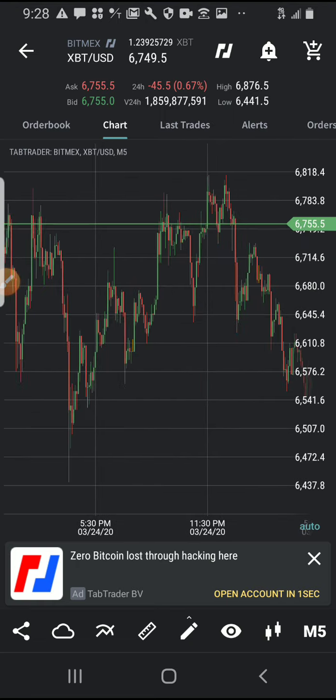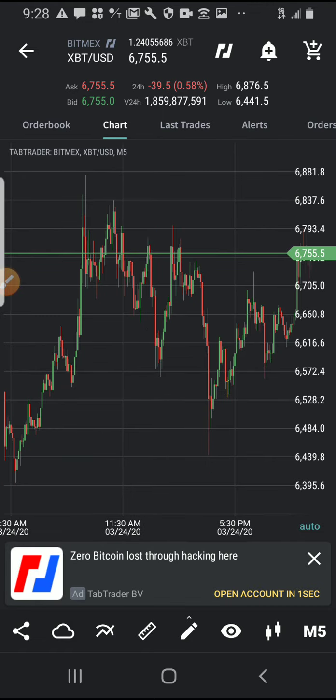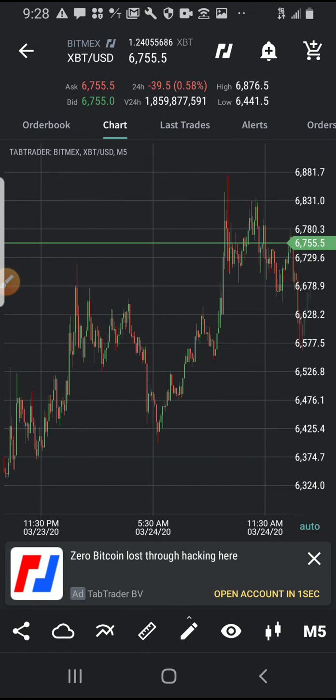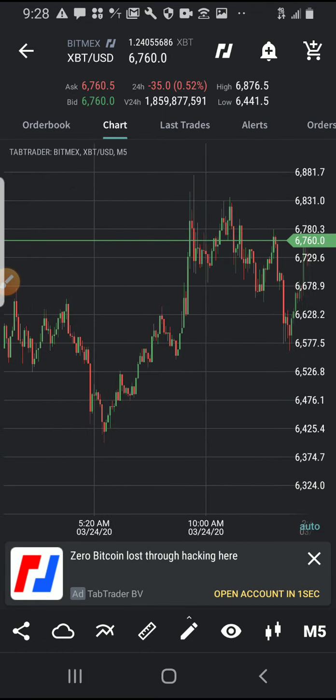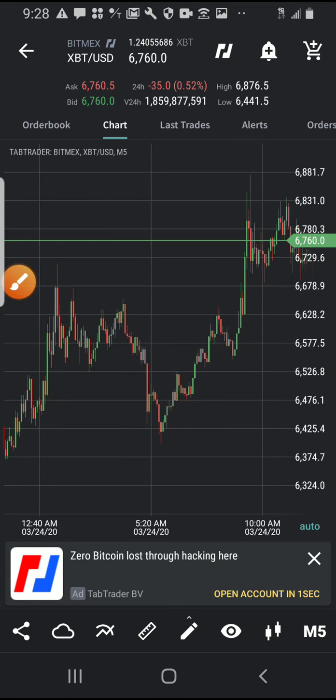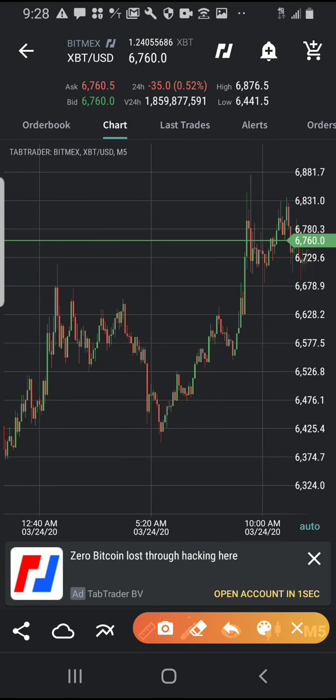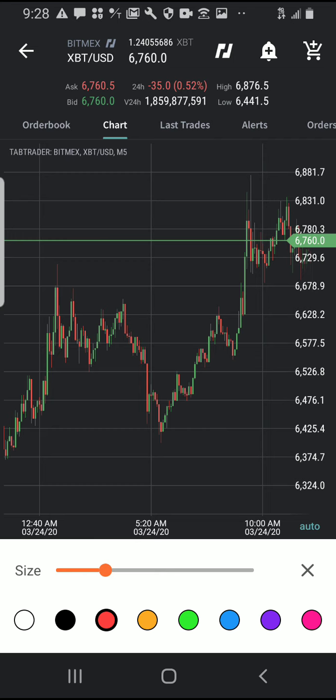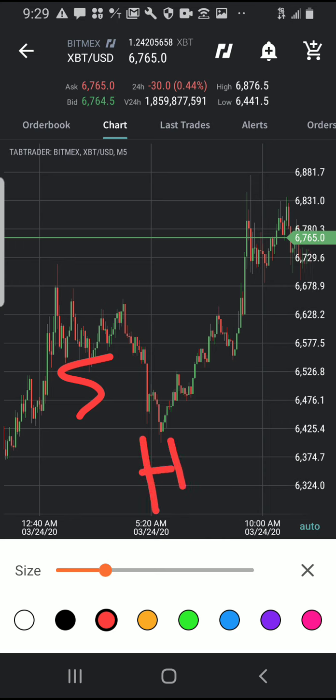And how do we identify it? Okay, let's get to where the normal inverse head and shoulder actually formed. I don't know if we are seeing this. We are done with double bottom, which is a W shape. We are talking about inverse head and shoulder. So we looked at this. Here we have our first shoulder, here we have our head, and here we have our second shoulder.